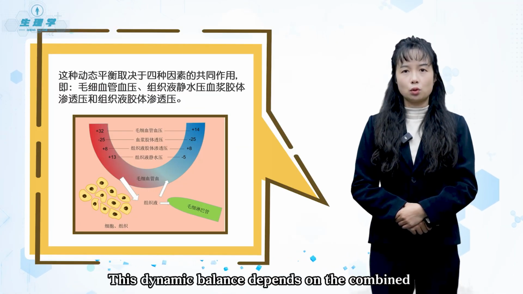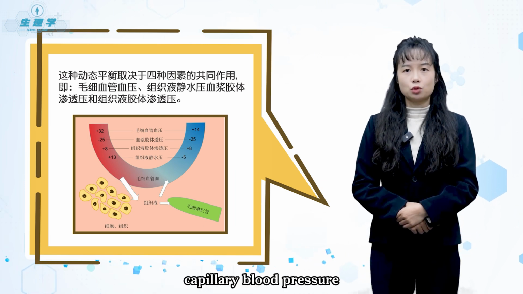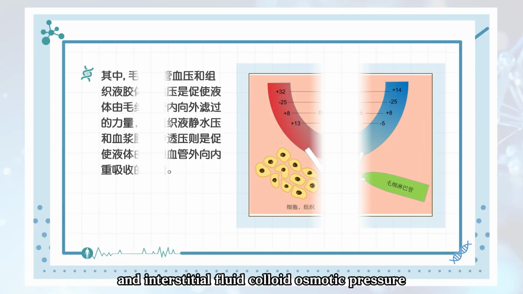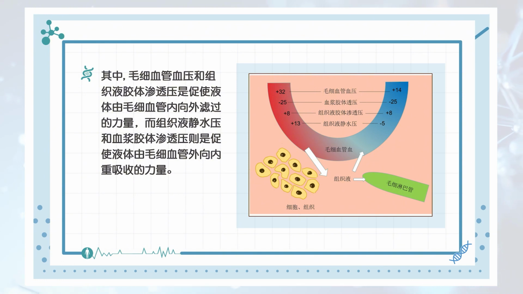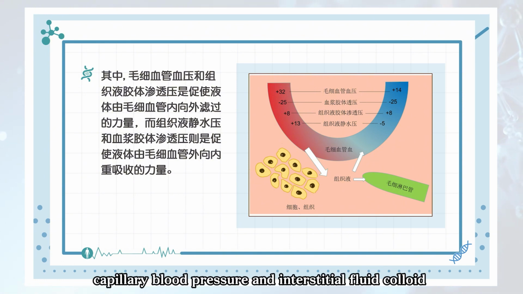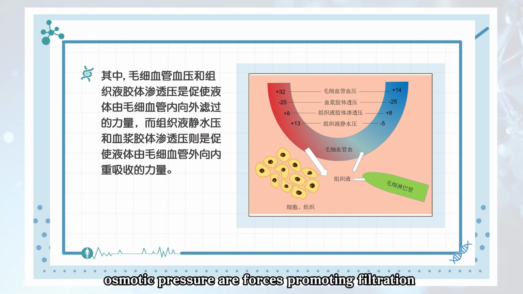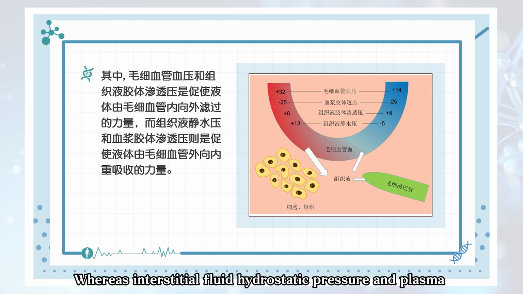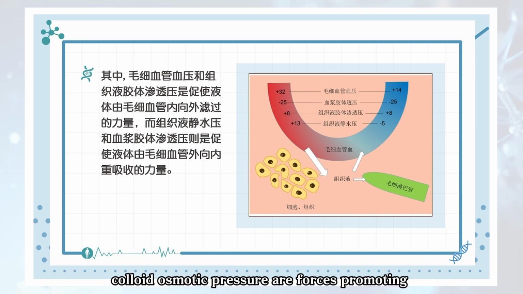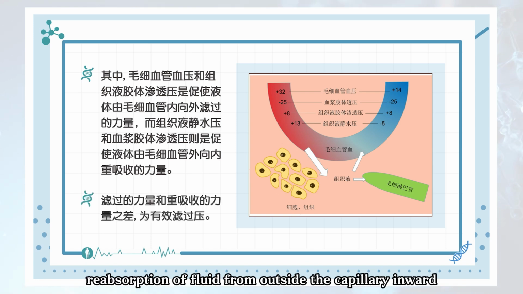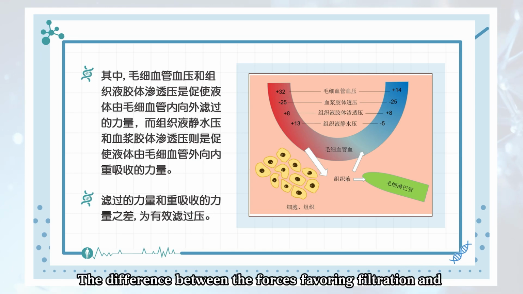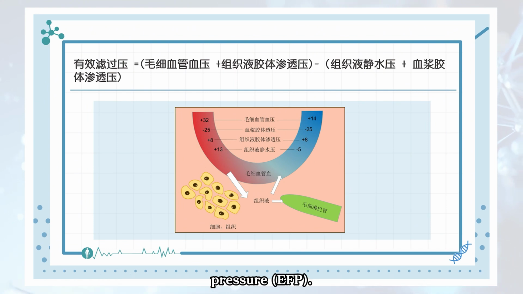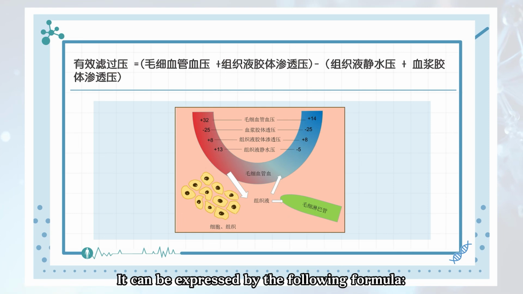This dynamic balance depends on the combined action of four factors: capillary blood pressure, interstitial fluid hydrostatic pressure, plasma colloid osmotic pressure, and interstitial fluid colloid osmotic pressure. Among these, capillary blood pressure and interstitial fluid colloid osmotic pressure are forces promoting filtration of fluid from inside the capillary outward, whereas interstitial fluid hydrostatic pressure and plasma colloid osmotic pressure are forces promoting reabsorption of fluid from outside the capillary inward. The difference between the forces favoring filtration and those favoring reabsorption is the effective filtration pressure, EFP. It can be expressed by the following formula.